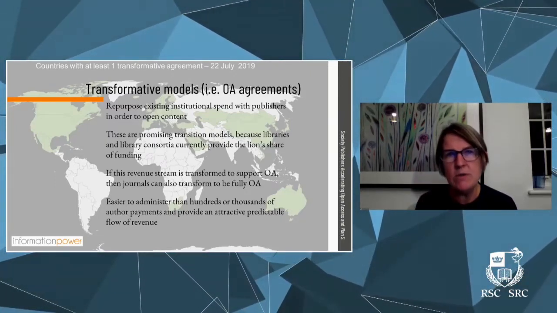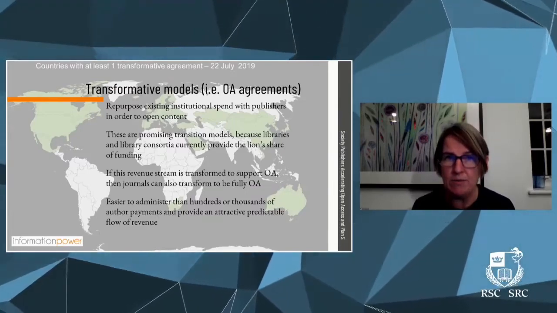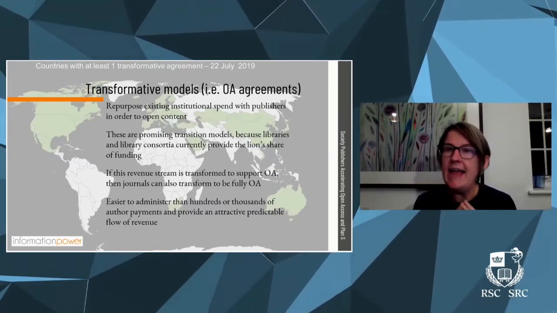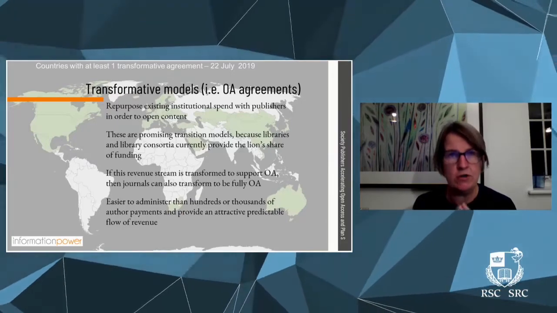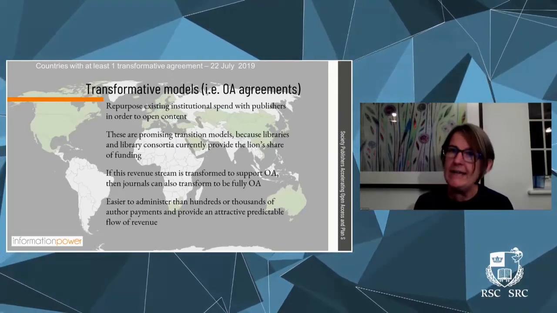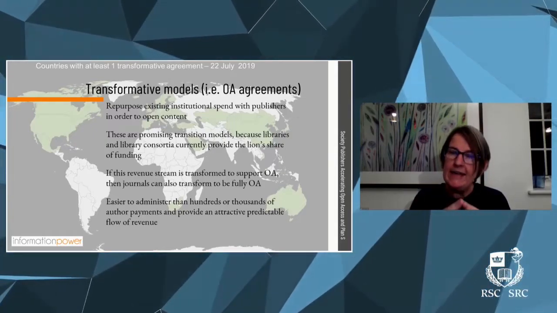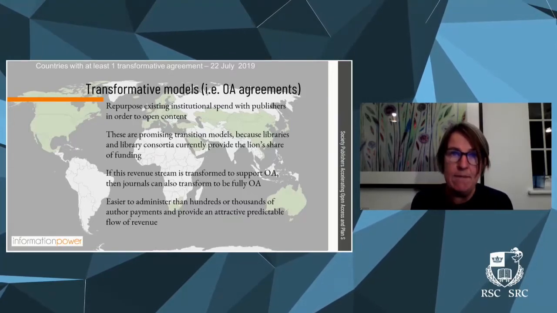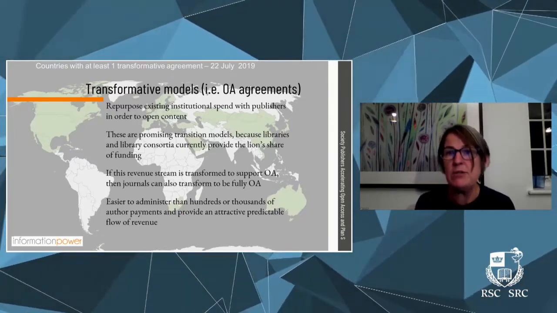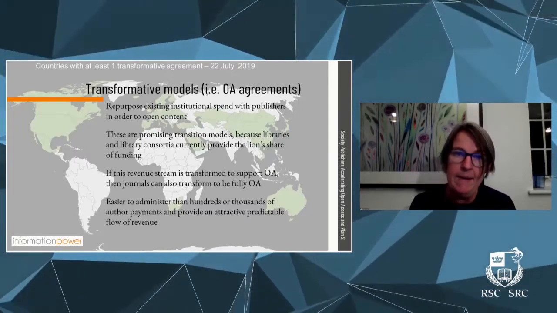These emerged as the most promising suite of models from both a publisher perspective but also crucially from a library perspective. The reason is that this provides an active way for libraries to support the transition to open access, because it enables them to repurpose their existing institutional spend, which traditionally goes on subscriptions, and they can interact with publishers in a new way. This enables subscription access, but also allows researchers on the library's campus to publish open access with no or deeply discounted open access fees.